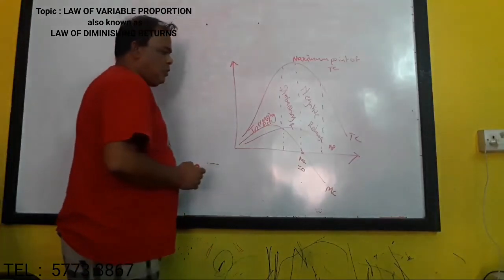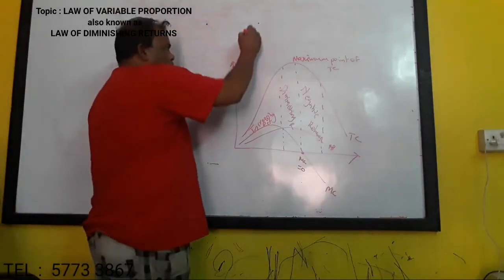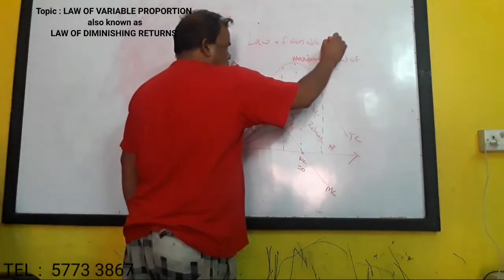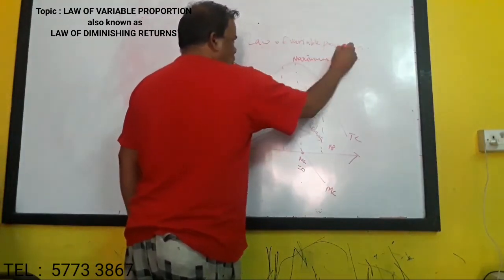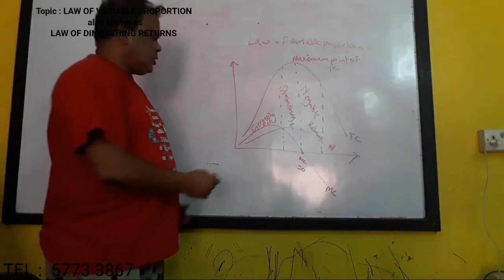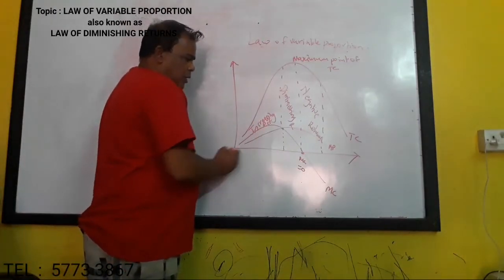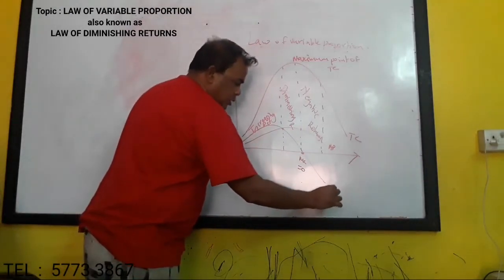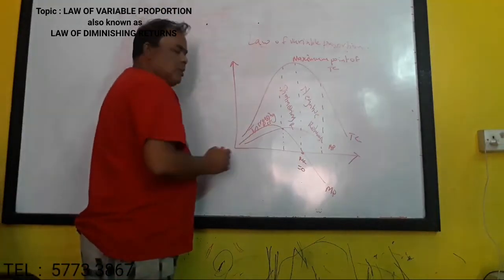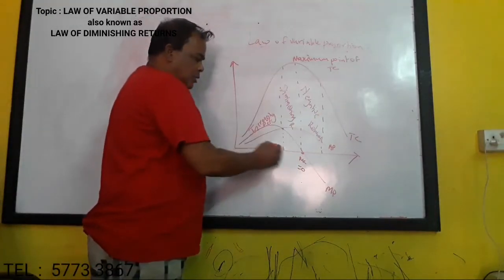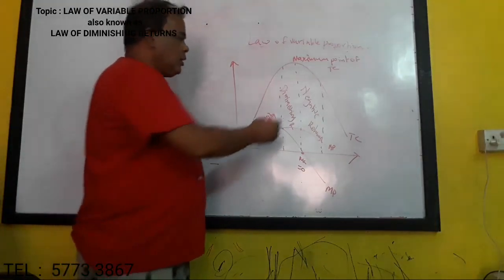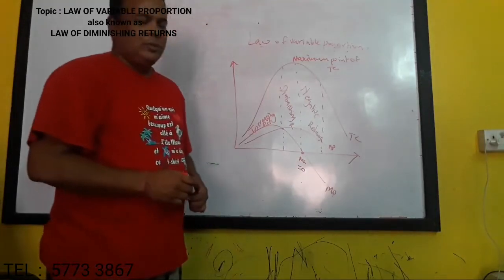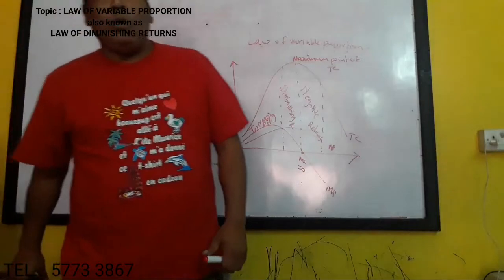So here we are. So concerning the diagram for the law of variable proportion. The first stage where the average and marginal product intersect. This is the first stage, increasing return. And then we have diminishing return, marginal product becomes zero. And then we have the negative return, where total product, average product, and marginal product are falling. So here we are concerning the law of variable proportion.